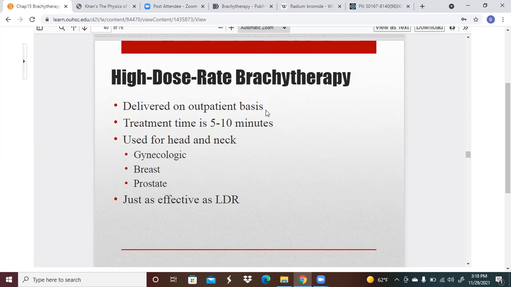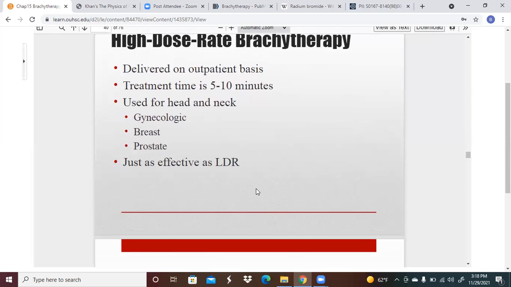It's delivered on an outpatient basis. So they show up that day, they get it done, and then they leave. The treatment time really isn't that long. And it's used for not only head and neck, but also gynecologic, breast, as well as prostate, and can be just as effective as LDR.